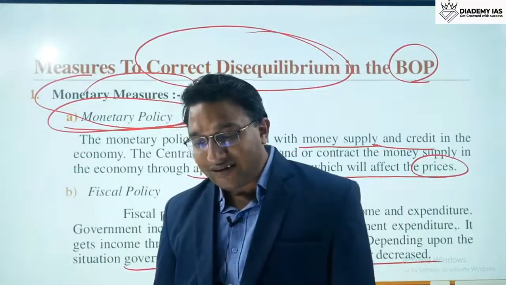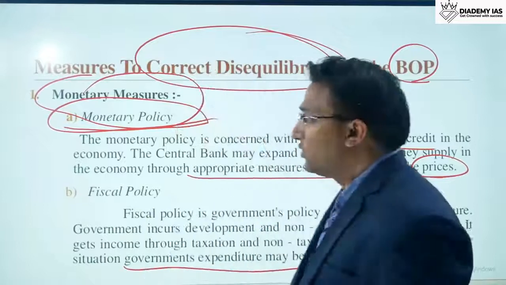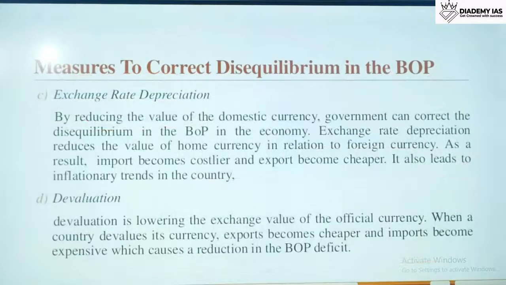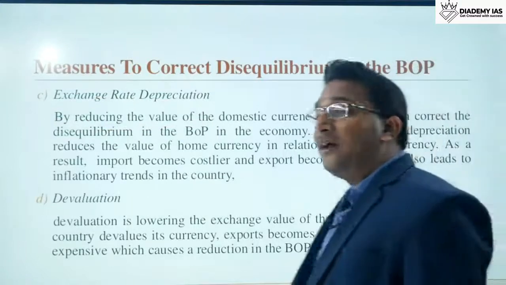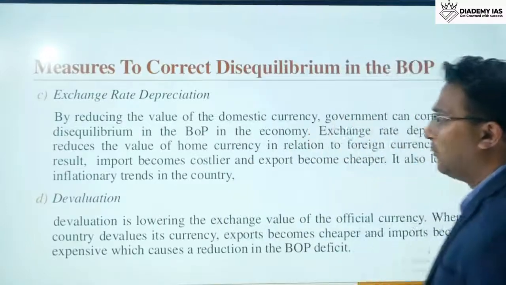In that case, the government can reduce the expenditure and control the loan it takes from the outside countries. So even the fiscal policy can impact the BOP deficit. So you can see that this monetary policy and fiscal policy are interlinked with the foreign or external policy.